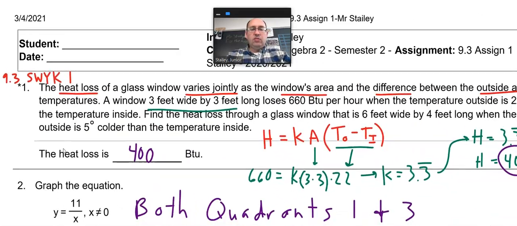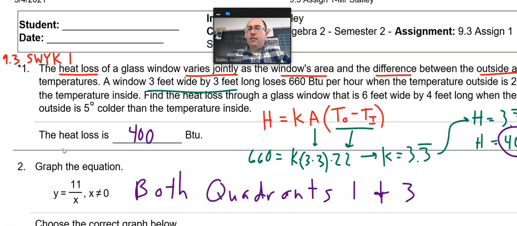So the heat loss of the glass window varies jointly as the window's area. Okay, so varies jointly with the window's area. Area, so I used A for that. So don't forget K. And the difference, that's why I have these parentheses here. Now, the cool thing about this particular problem is they don't make me take the outside temperature minus the inside temperature. They just give me the difference.